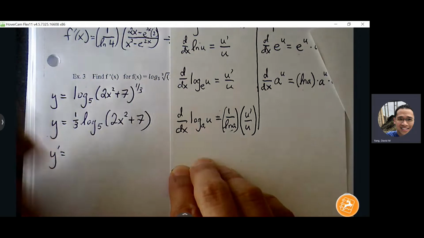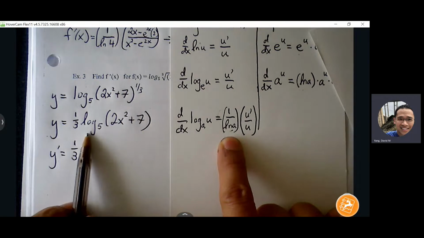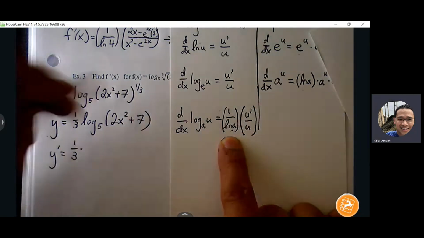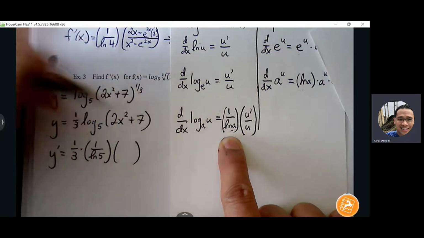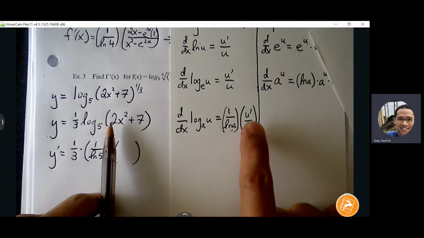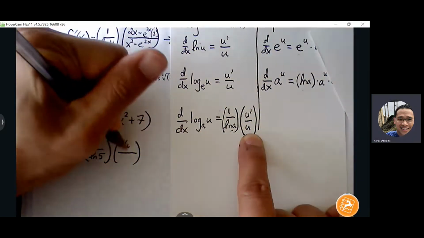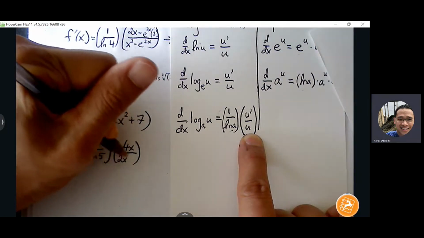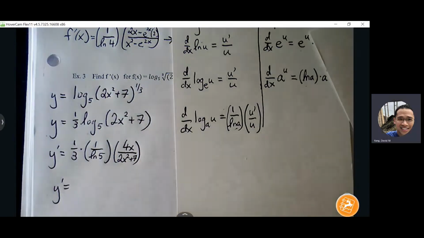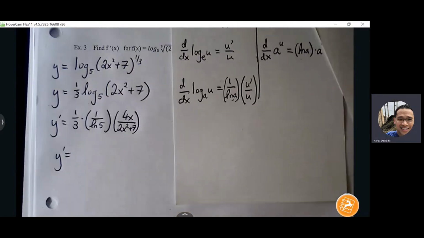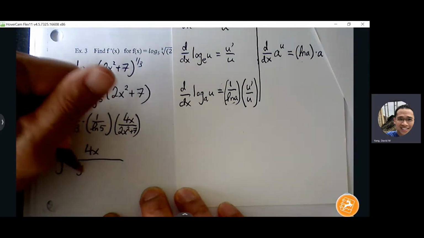Okay, so that 1/3 is just gonna hang out in front. Times, okay, what's next? Yeah, 1/natural log of 5. Another coefficient that has to hang out in front. And now it'll feel like my natural log rule, u prime over u. Okay, what's u prime? 4x over 2x squared plus 7. Okay, this is fine if you leave it like that, but if you want to merge together, you can, or at least put it under one fraction.